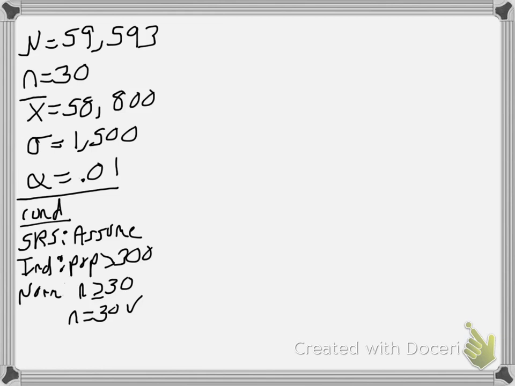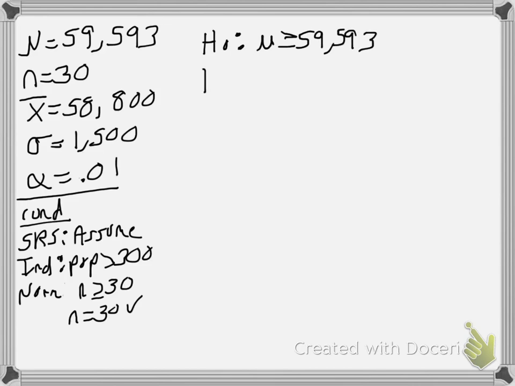Now, H0, H1. H0 states that mu, now be careful here. The problem says, can it be concluded that state employees on average earn less than federal employees? If we're doing less than federal employees, then that means that our null hypothesis would be greater than or equal to the 59,593.